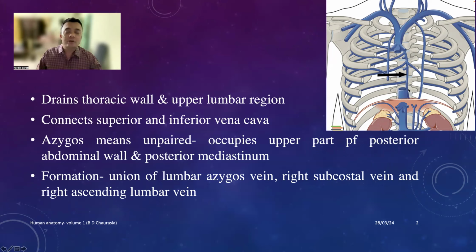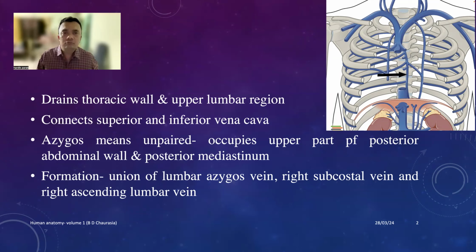It drains the venous blood from the thoracic wall and the upper lumbar region. So the blood from the upper abdominal area and the thoracic wall will be drained by the azygos vein into the superior vena cava. It connects the superior and inferior vena cava. That's why it has a very important role for the venous return.